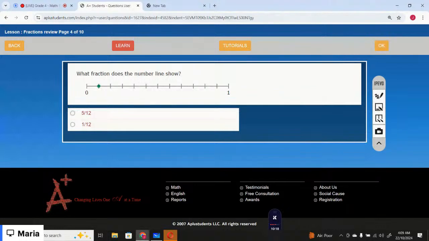What fraction does the number line show? Which is the correct option? That is 1 out of 12. Option number 1 is the correct option. The correct option is 1 out of 12.